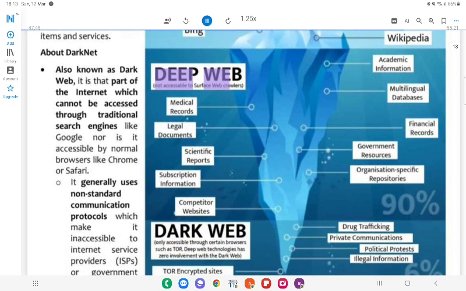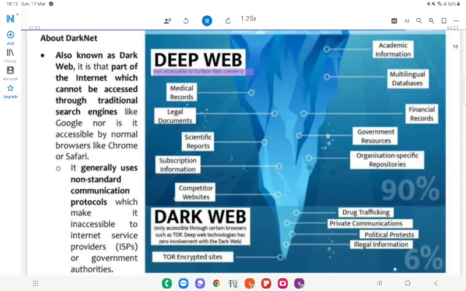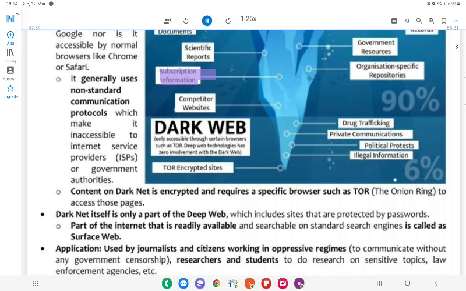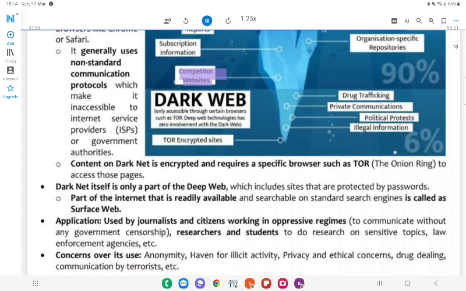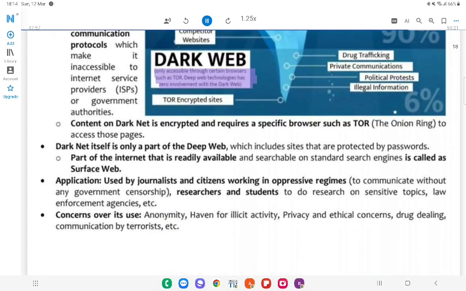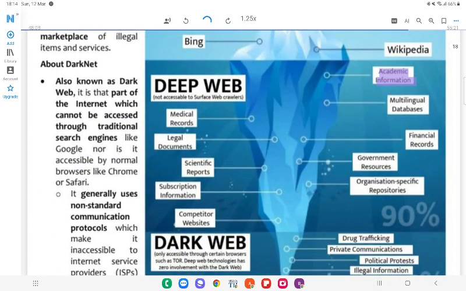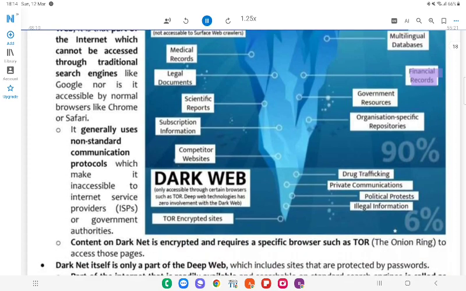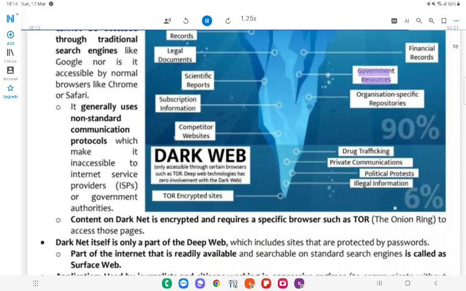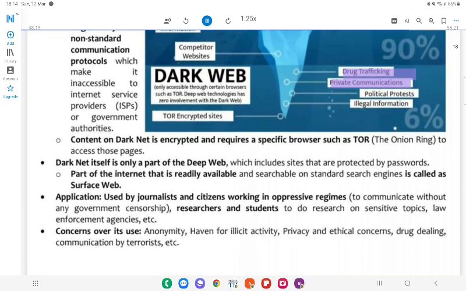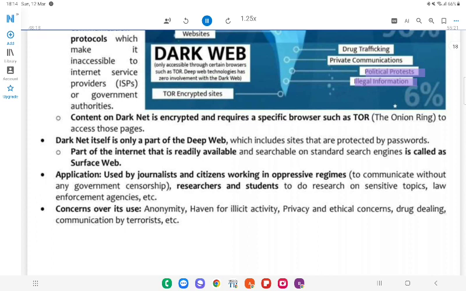Surface web: Google, Wikipedia, academic information, multilingual databases, financial records, government resources, repositories. Deep web: not accessible to surface web crawlers, including medical records, legal documents, reports, subscription information, competitor websites. Dark web: only accessible through certain browsers such as Tor, with encrypted sites. Deep web technologies have zero involvement with the dark web. Its uses include drug trafficking, private communications, political protests and illegal information.